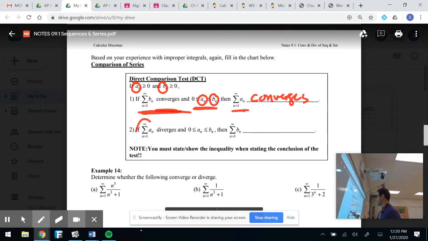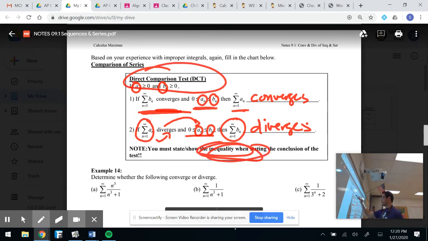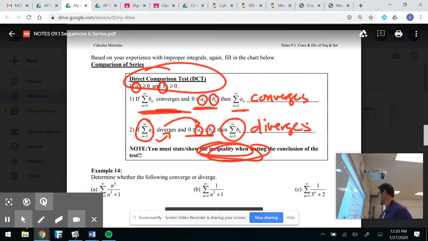Let's say we have another series here, but this series diverges and we have that information. Well, if b sub n is bigger than a sub n and a sub n diverges, then we know that this series must diverge as well. One very important thing to note is that you always have to state your inequality whenever using the direct comparison test. So let's go ahead and look at what some examples look like.